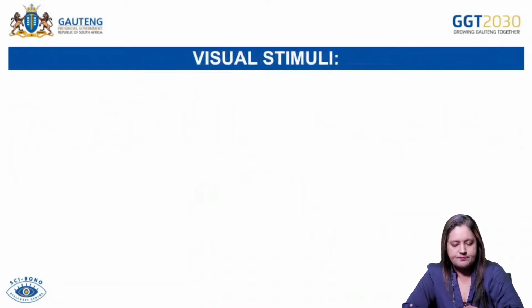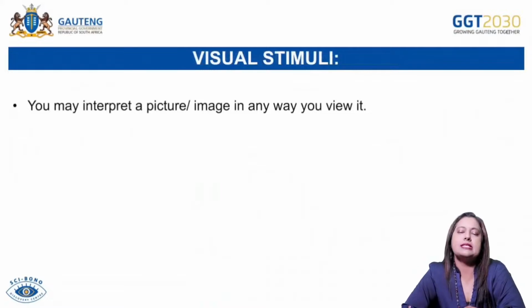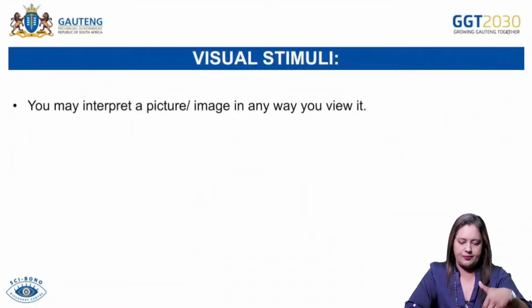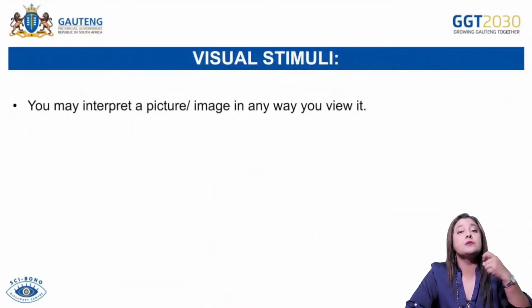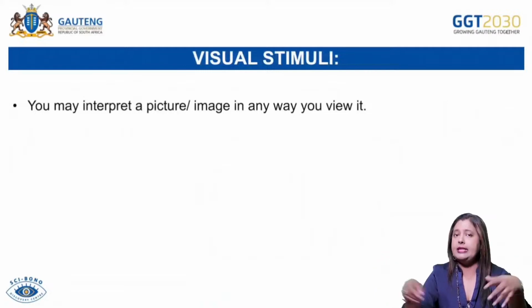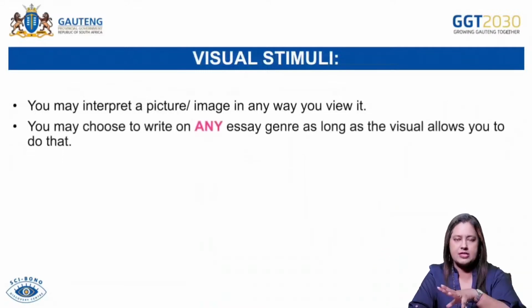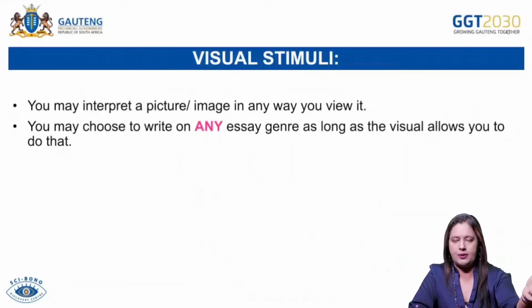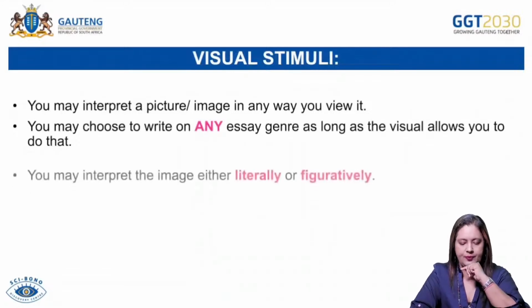Okay, so the visual stimuli is the one where it's either maybe 6.1 or 7.1. You are given maybe 2 or 3 images, right? You need to choose one of them. Now remember, the visual stimuli is there for you to have a spin-off of ideas from that image. So there's a picture there and you can interpret it in any way possible, either in a literal sense or a figurative sense. You are also very much allowed to use any of the genres we've spoken about thus far, all the types of essays, okay?